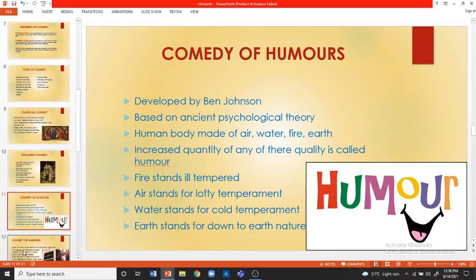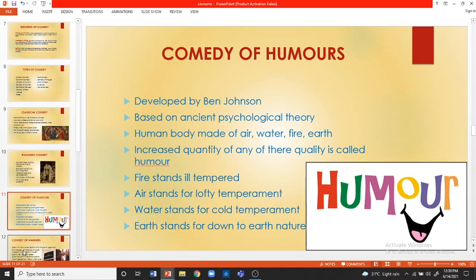Once again, I repeat the important points regarding the comedy of humours. What is meant by comedy of humours? First, it was developed by Ben Jonson, and it is based on the ancient psychological theory. According to our ancient people, the human body is made of four elements: air, water, fire, and earth. If the quantity of any of these elements increases, it is called a humour.